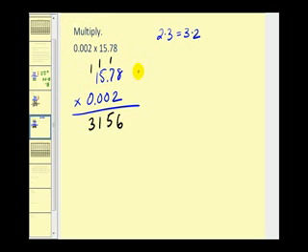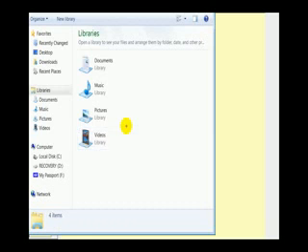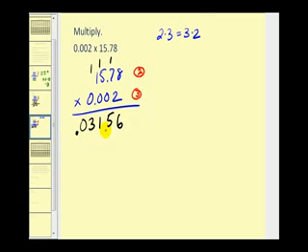Now this number has 2 digits to the right of the decimal. This one has 3. So our product must have 5 digits to the right of the decimal. So we start on the right and we count over 1, 2, 3, 4. We have to go 1 more digit, so we have to add an extra 0. And our decimal point would be here. So as the note suggested, if we don't have enough digits, we do have to add extra zeros to the left.